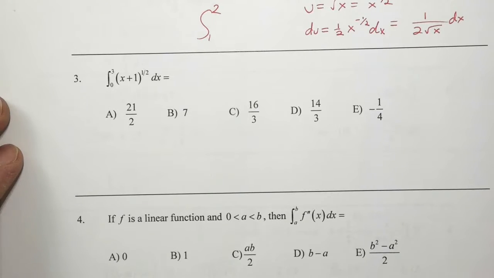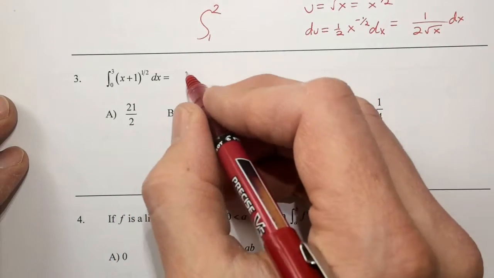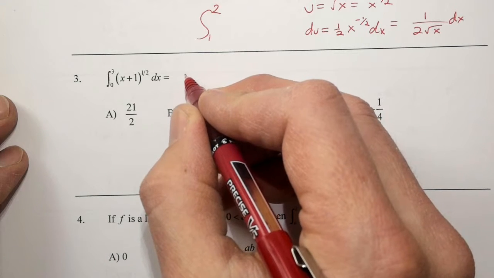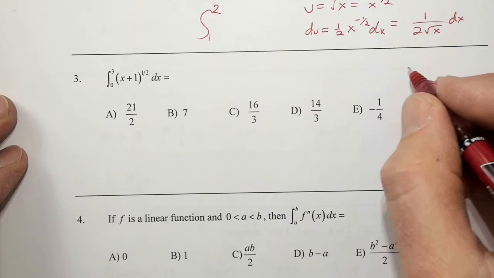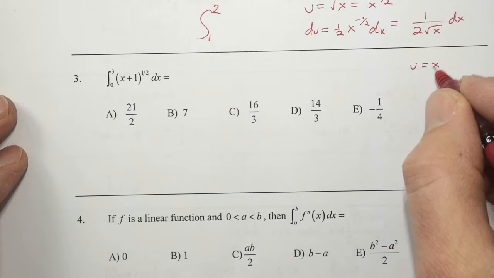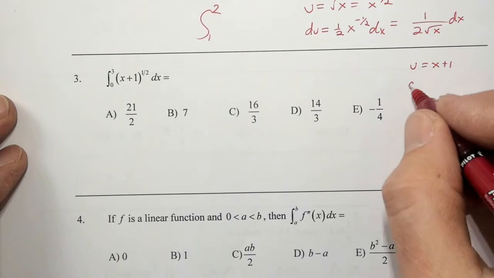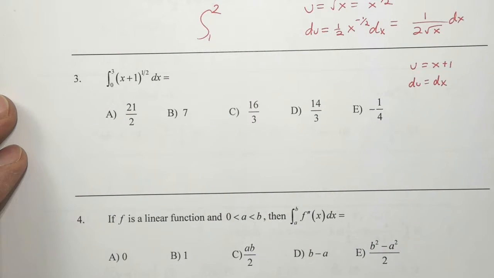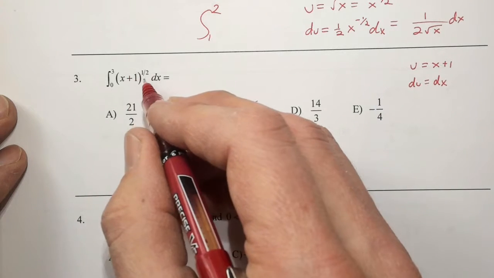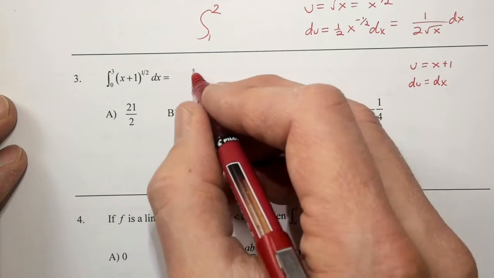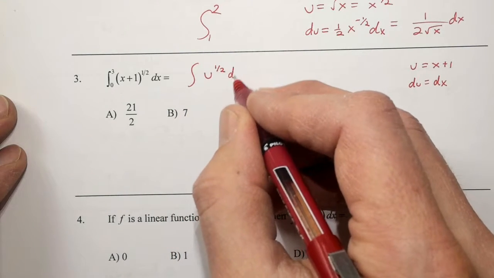For number 3, the integral from 0 to 3 of x plus 1 to the 1/2. So what are we looking at? Antiderivative. Well, you might want to go with some u substitution here. You don't actually need it, but we'll do it just over here on the side. U is equal to x plus 1, because we do technically have an inner function to a power. Du is equal to dx. So this is the same thing as u to the 1/2 power du.